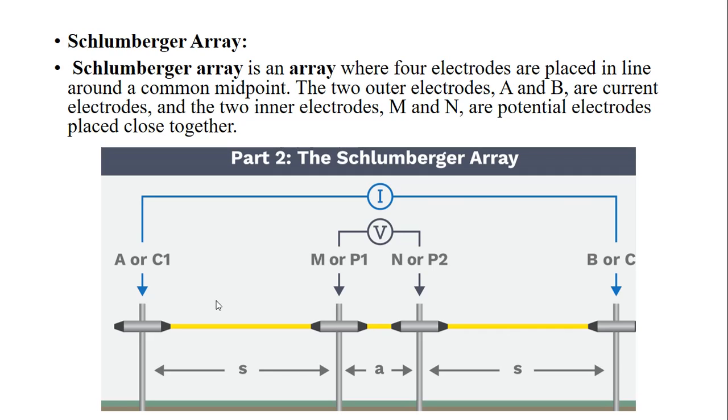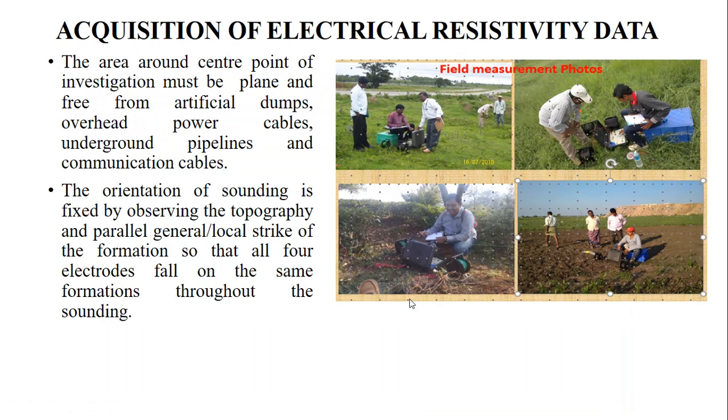The two outer electrodes, A and B, are current electrodes, and the inner electrodes are potential electrodes. Compared to the outer current electrodes, these potential electrodes are placed close together. So, acquisition of electrical resistivity data.